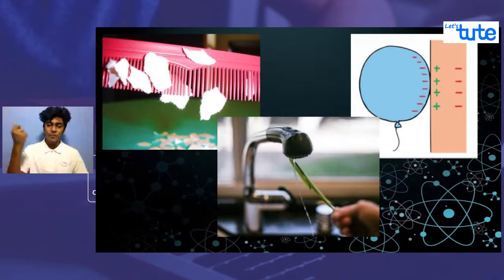If you take a comb, rub it on your hair and bring it close to a stream of falling water, the water automatically bends. You can just try this thing at your home. So the water actually bends. So this is very interesting.